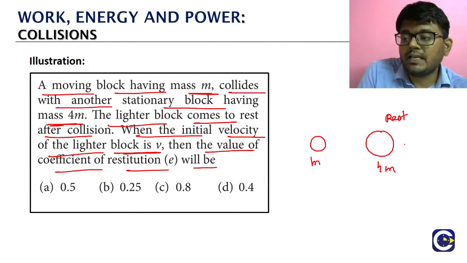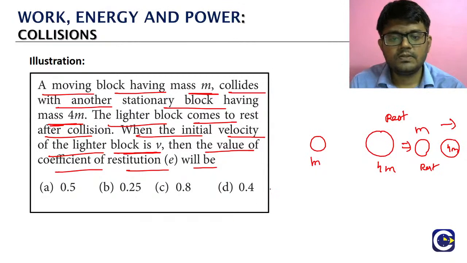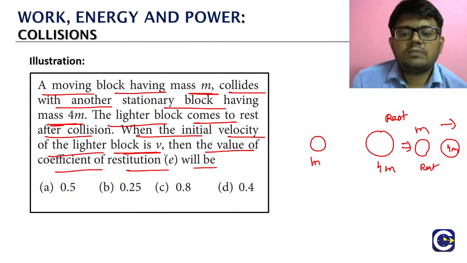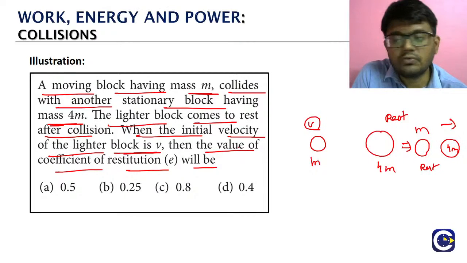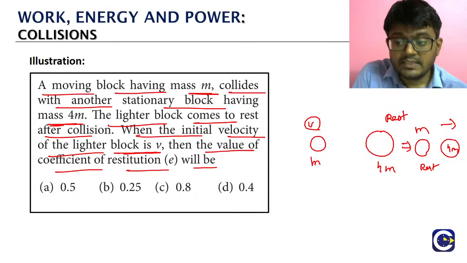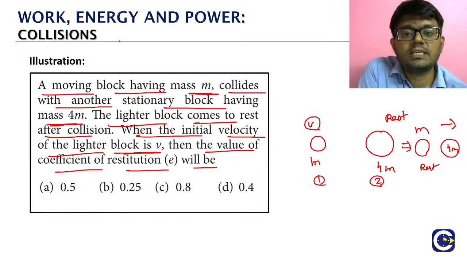See what is happening after the collision. The lighter one is coming to rest and the heavier one is moving. 4m will start moving. The initial velocity of the lighter block is v. So we need to find the coefficient of restitution. We can call this 1 and this 2. So what is the e formula? e equals V2 minus V1 by U1 minus U2.